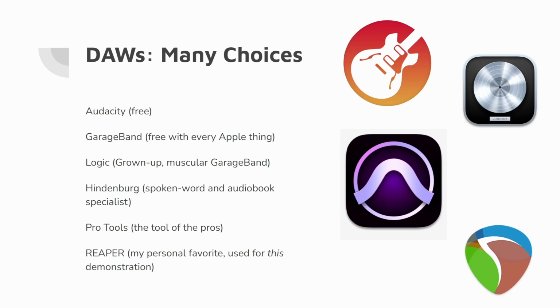The company Hindenburg, and I think it is B-U-R-G as opposed to the B-E-R-G, the airship that exploded. But don't think about that. Think about spoken word and audiobook specialized. So spoken word specialist DAW. It's used by radio journalists. If you're going to primarily be talking, you might want to look into their products. They have a whole range of more and more fancy offerings for more and more money. If you really want to shell out a lot of money, Pro Tools is, well, the tool of the pros. You'll find that in most professional studios.